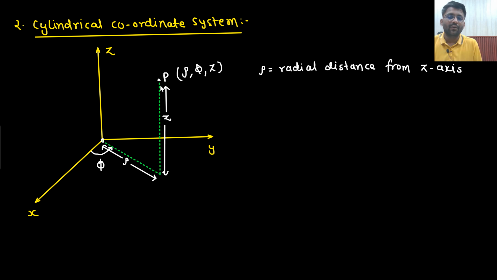Let me tell it again. How will you reach to this point P? What your friend will say at the origin. Radially come for distance rho, making an angle of phi with positive x axis, and then in the z direction move for distance z. You will reach to this point P.